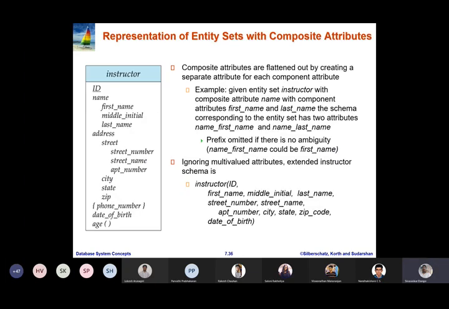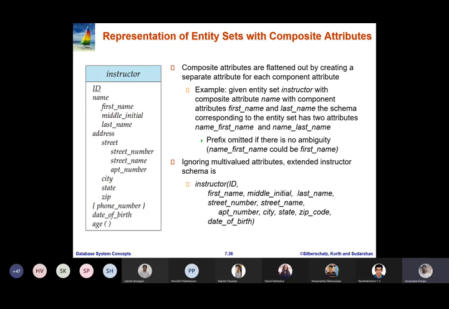So then we discussed how to represent complex attributes. Whenever you need to represent some complex attributes like name or street details, you need to flatten the attributes and then represent them. You can prefix them with the complex attribute name, but you can also omit it if there is no ambiguity. So given some complex attributes, you are just flattening and representing it by id, first name, middle name, last name, street number, street name, apartment number, city, state, zip, date of birth, and so on, right?